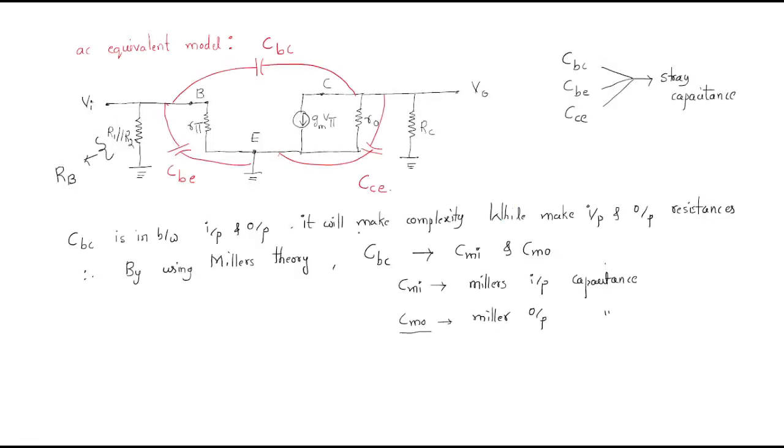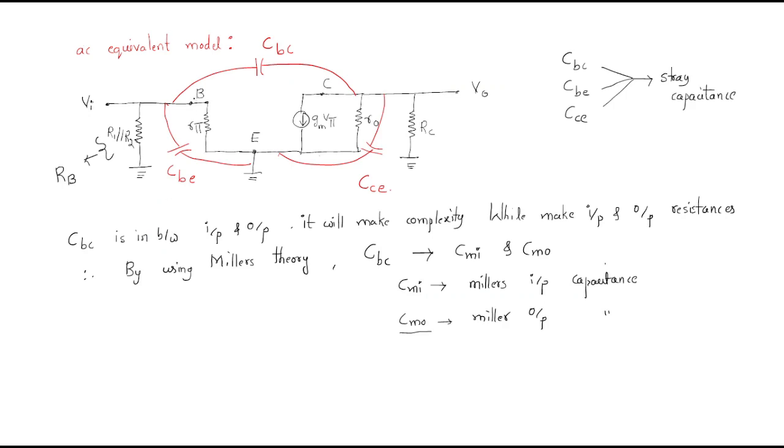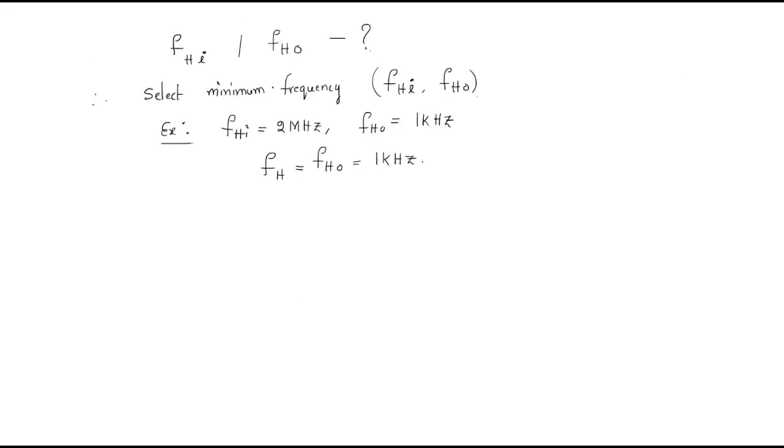do the high frequency analysis for the BJT. Whenever the high frequency is entering into the system, then the stray capacitance will enter. When frequency increases, automatically capacitance will be introduced. Okay, this is the complete equivalent circuit of the AC analysis.